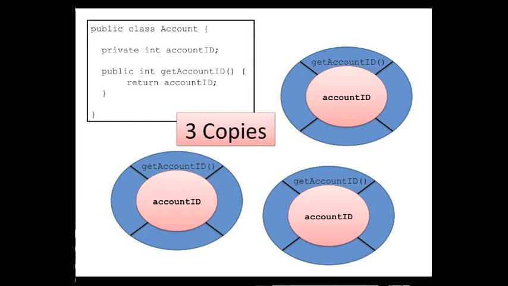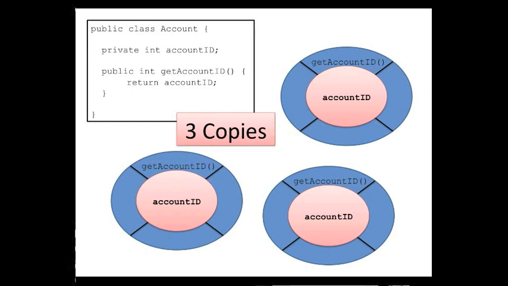Every variable that is contained in an object will be created anew every time we construct the object. So for every object, we will have a unique copy of each instance variable that is being used to track that object's properties.